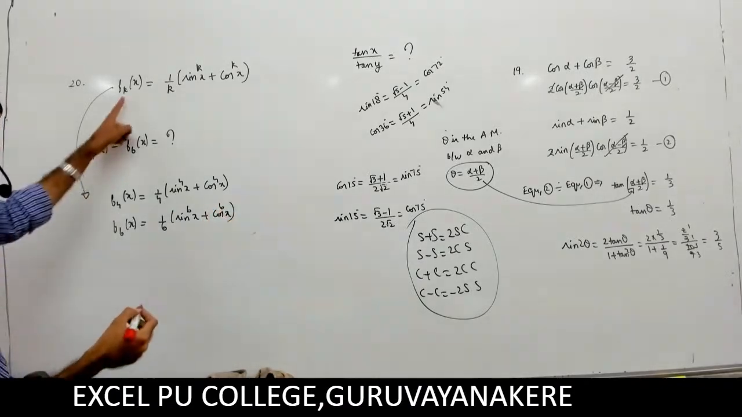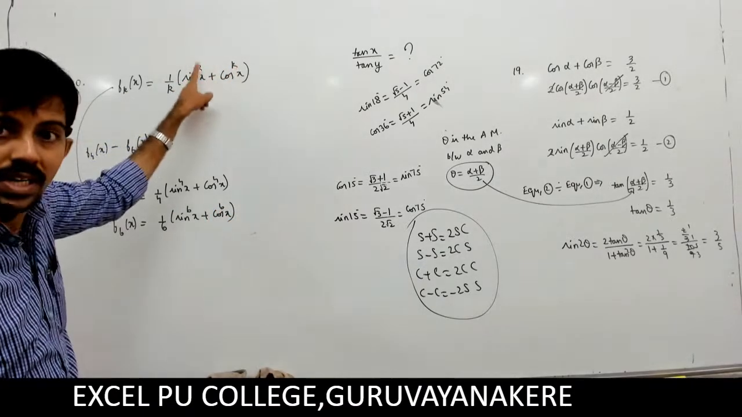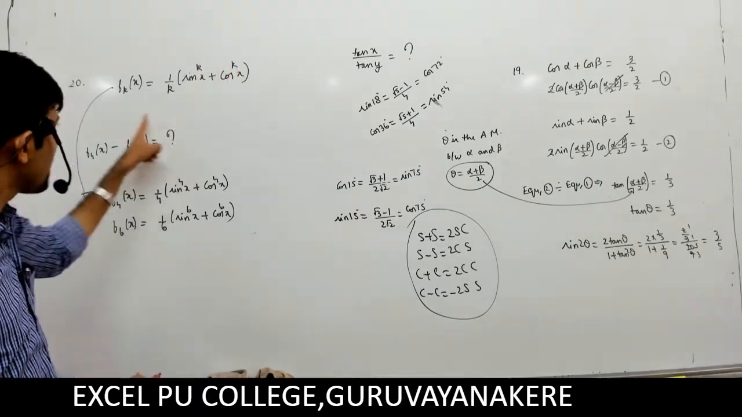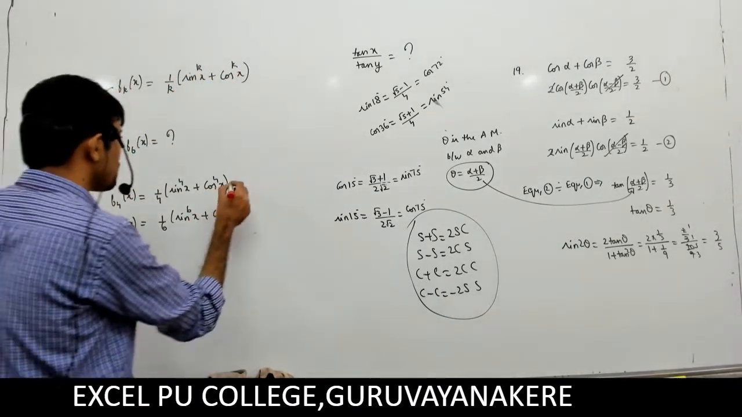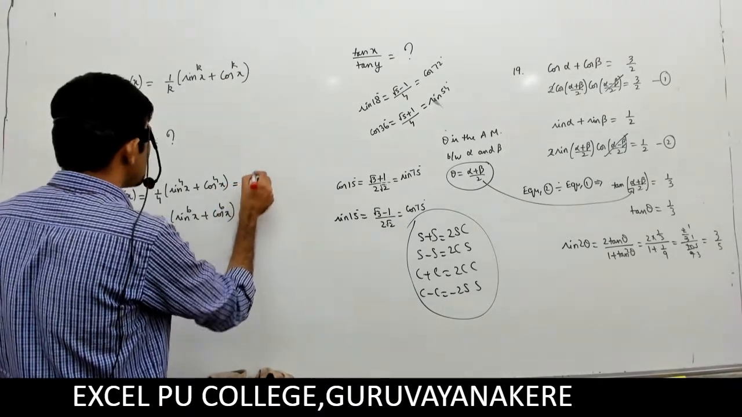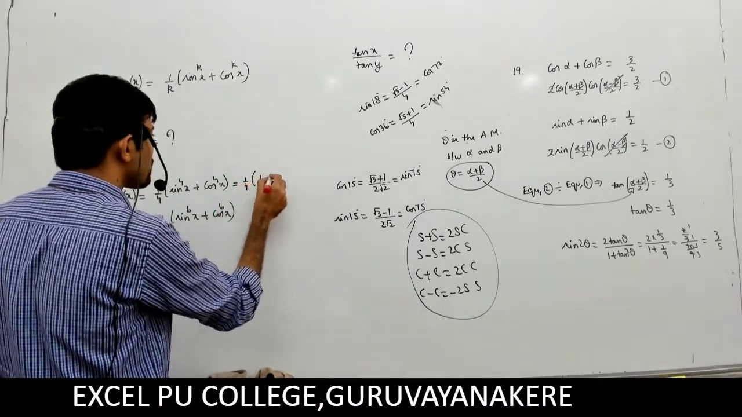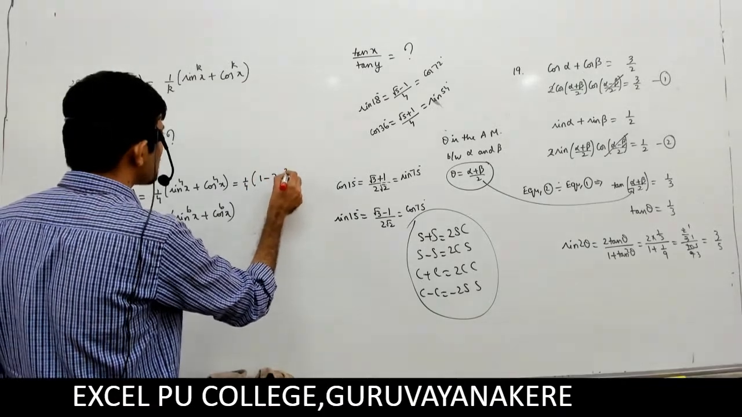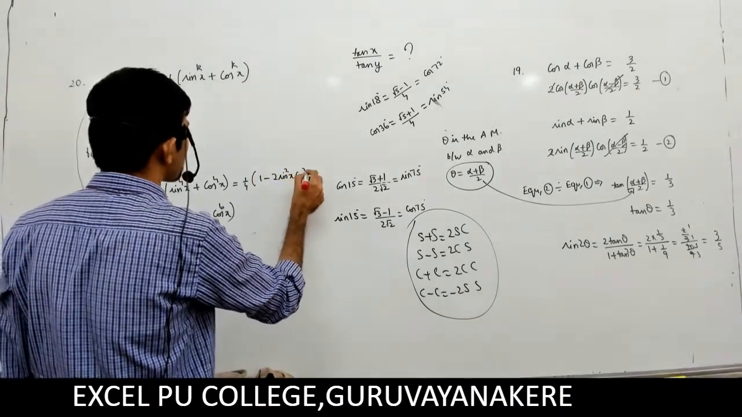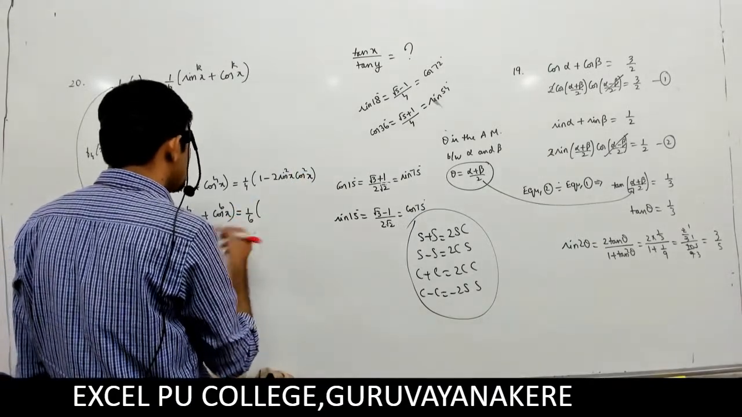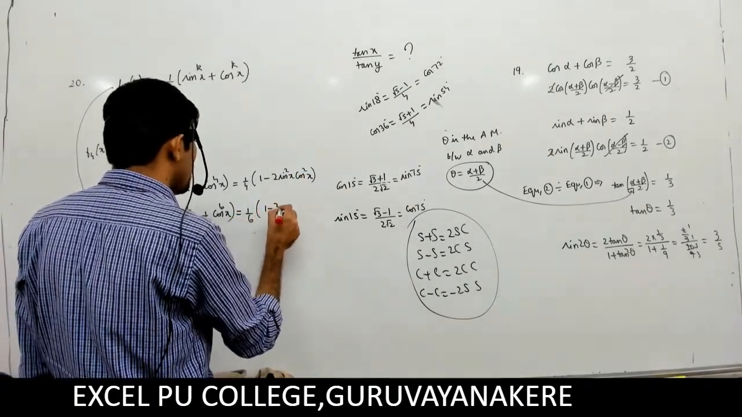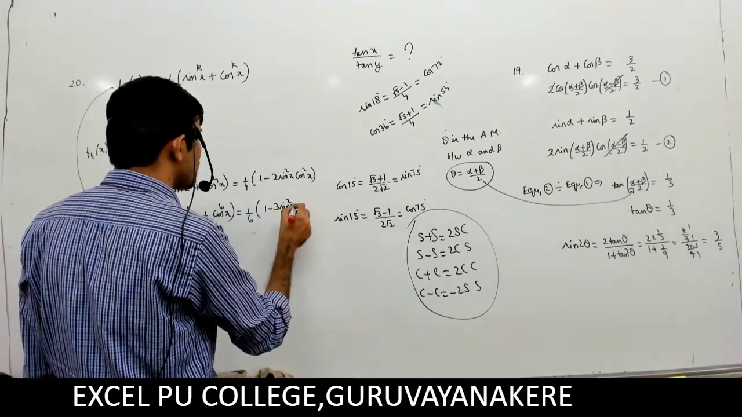Correct? You have f4 of x got by putting k equal to 4, and f6 of x by putting k equal to 6. From this, simplify. 1 by 4, sin power 4 plus cos power 4 is 1 minus 2 sin square x cos square x. This is 1 by 6, sin power 6 plus cos power 6, 1 minus 3 sin square x cos square x.